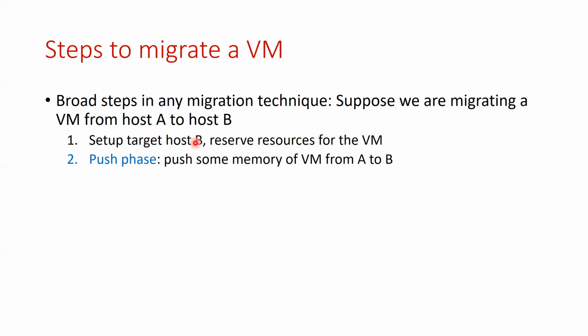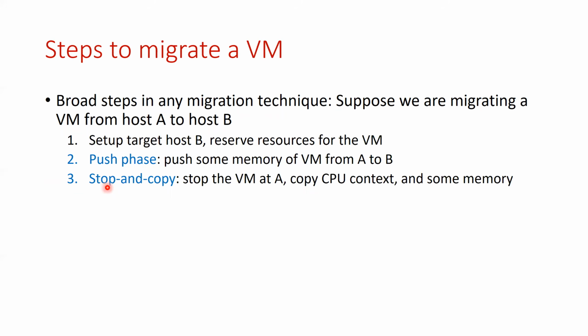And then the main things you have to migrate now are the CPU context and memory, right? So first, what will you do? You might push some memory from location A to location B. Some RAM pages you might push. And then there is what is called the stop and copy phase. So memory contents you can push even when the VM is running. But CPU context you cannot push when the VM is running.